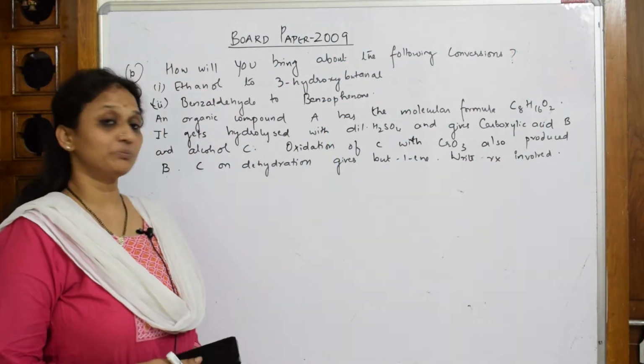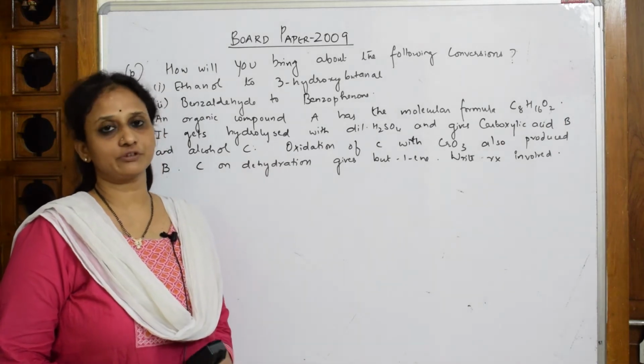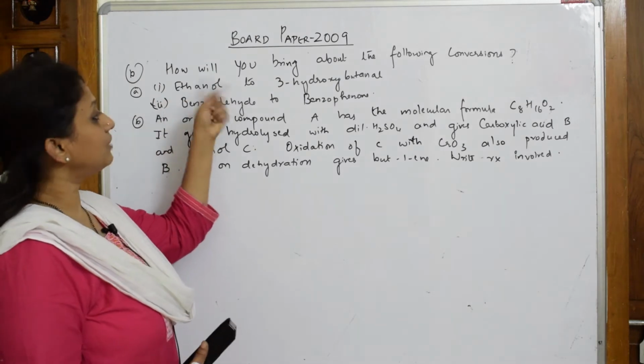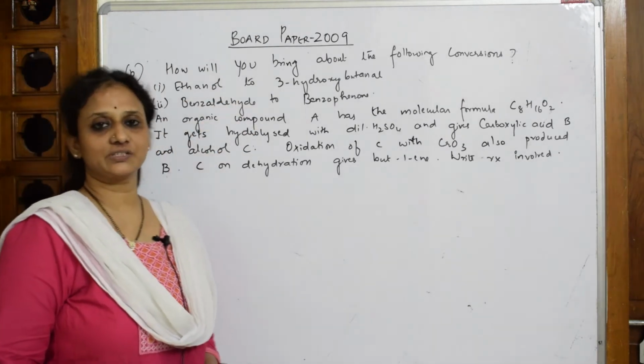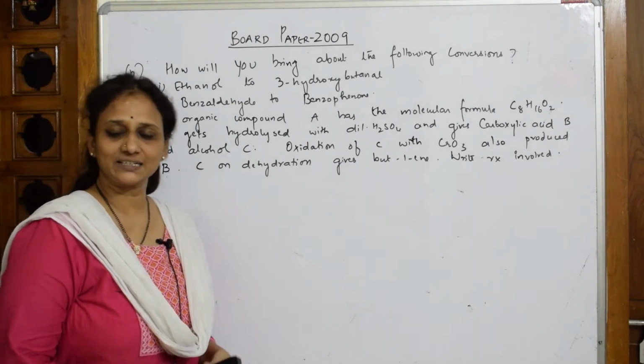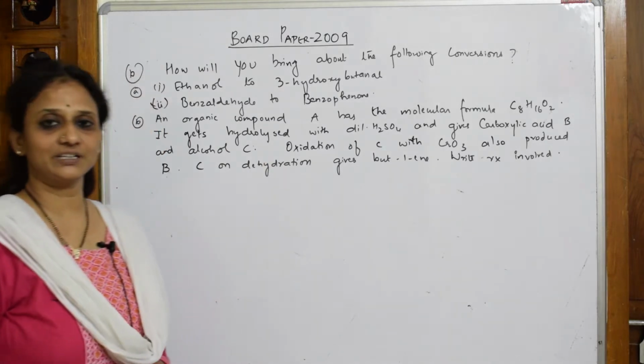So let us start with the B part of your 2009 paper. We have already done the A part. In that we have solved 5 questions, isn't it? Let us come back to the B part. Let us read the first question. How will you bring about the following conversions, right? Very easy. Basically, your conversions are very easy because most of the students get confused with the conversions. Let us do systematically so that you will not forget that conversion.